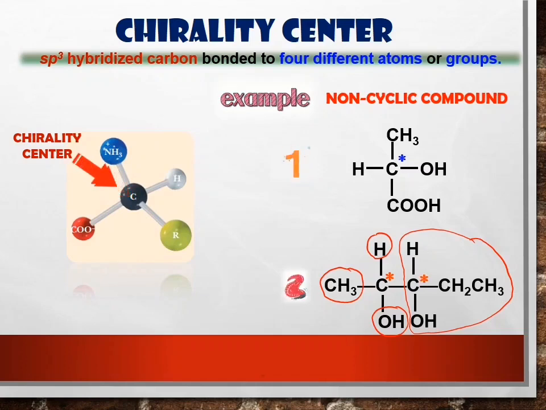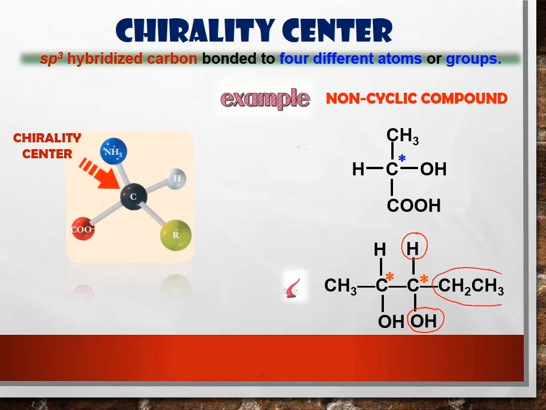Another one, class? Yes, this one carbon. Why? Look here. This carbon is bonded to this hydrogen and one OH group here, and the whole alkyl group here, CH3, CH2, and this group of atoms. See? So we have 2 chiral carbons here. So chiral carbon can be more than 1.